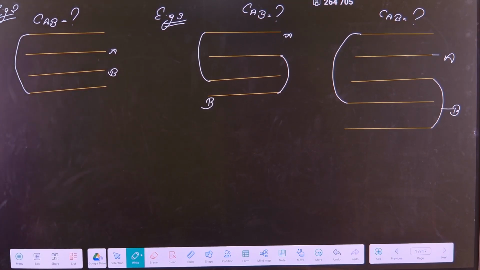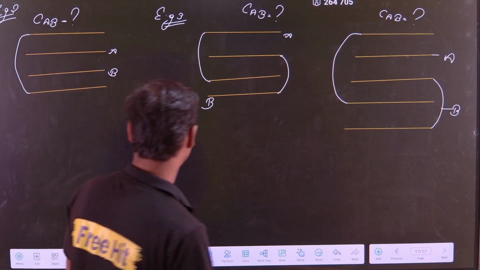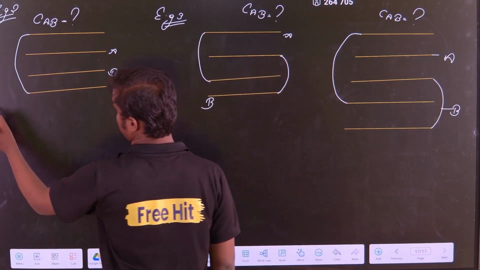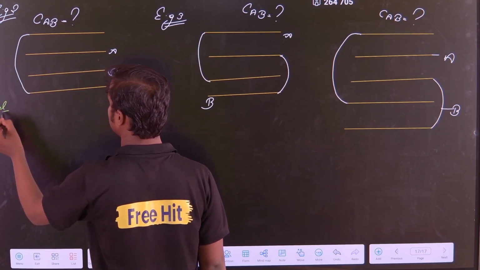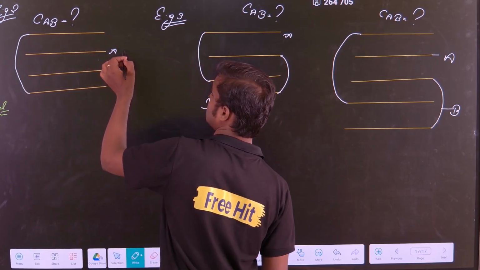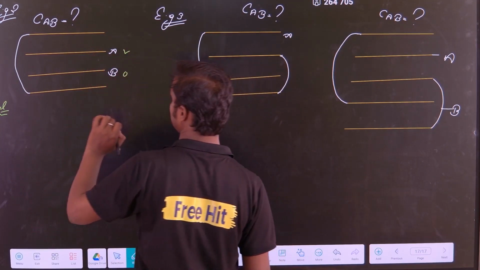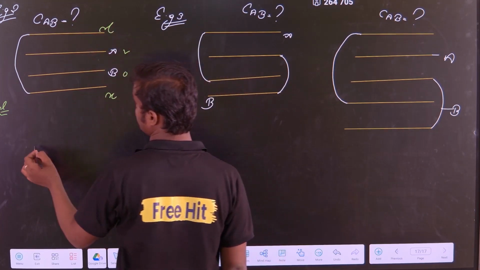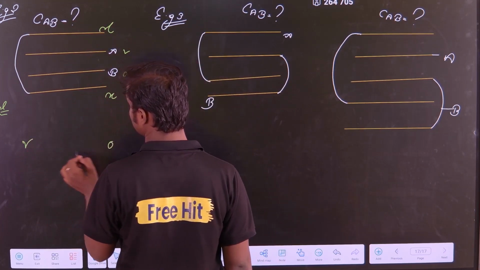Clear? Completed? Okay, so let us see the calculation. Calculation is very easy. What you have to do? So this is point A. Suppose this is potential V, this is potential 0, and let us take this as X. This will be X. Correct? So we have points V, 0 and X.